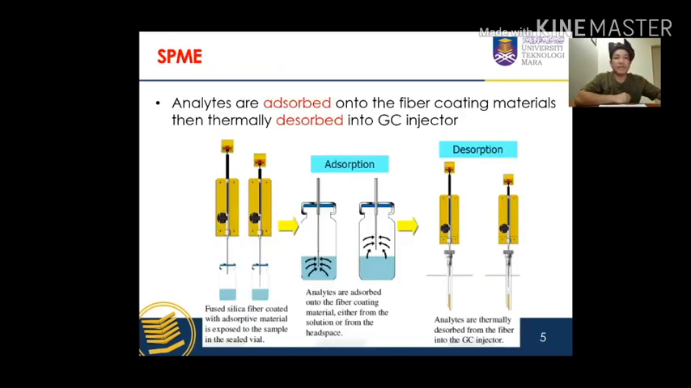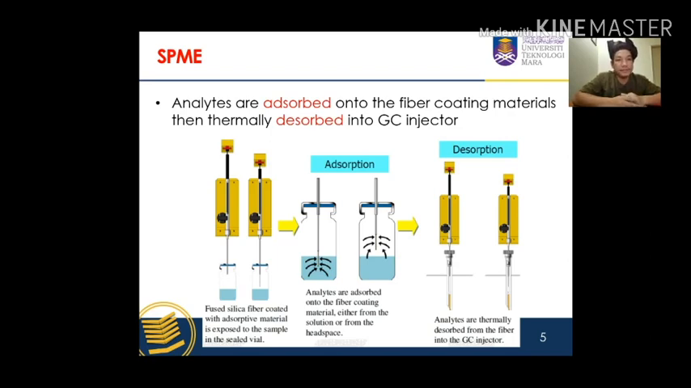This is SPME. It involves two stages. The first one is absorption and the second one is desorption. The analyte is absorbed onto a fiber coating material, either from solutions or headspace. Then it is thermally desorbed into the gas chromatography injector for analysis.